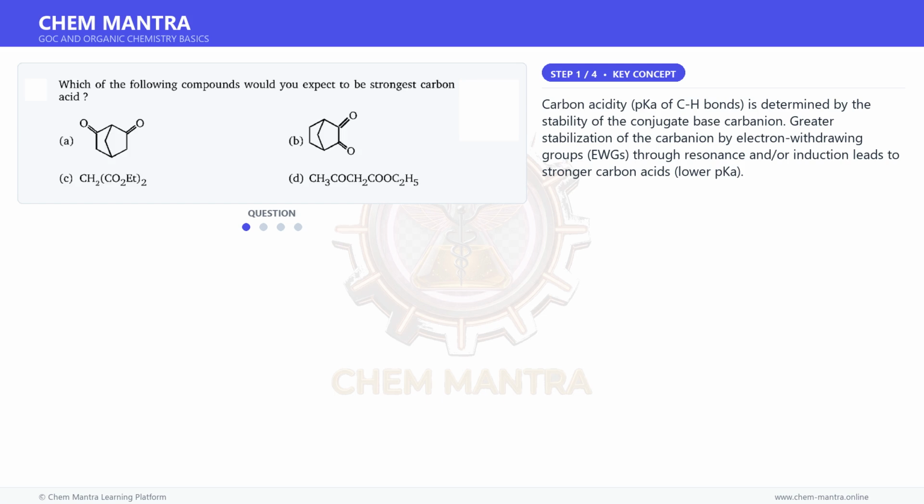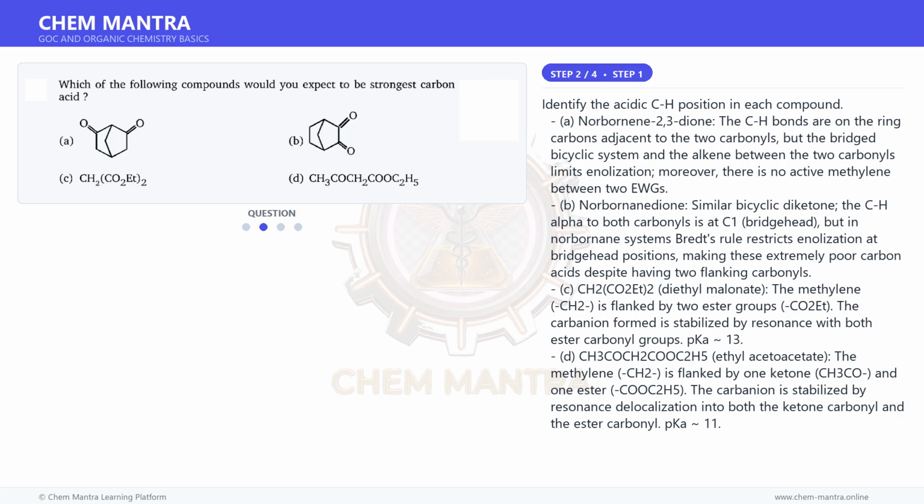Carbon acidity, pKa of C-H bonds, is determined by the stability of the conjugate base carbanion. Greater stabilization of the carbanion by electron-withdrawing groups, EWGs, through resonance and/or induction leads to stronger carbon acids, lower pKa. Moving on to the next step. Identify the acidic C-H position in each compound.